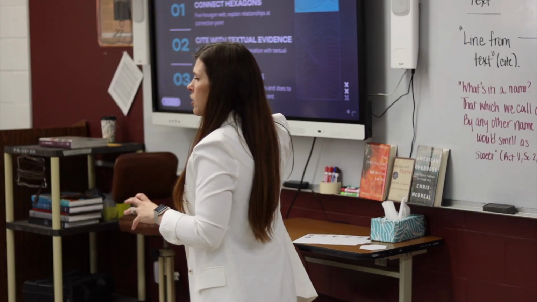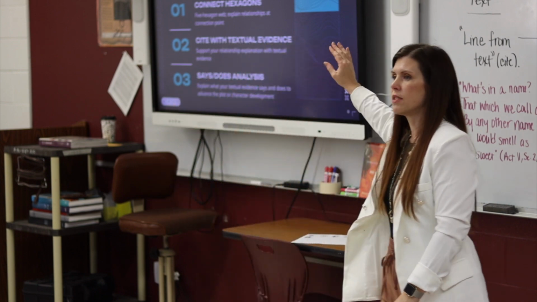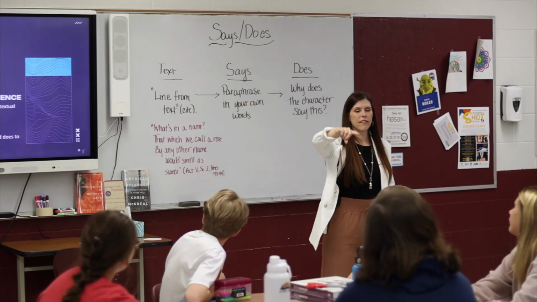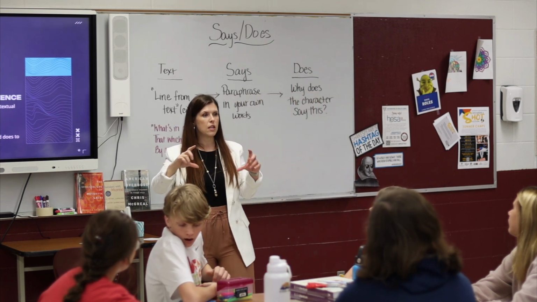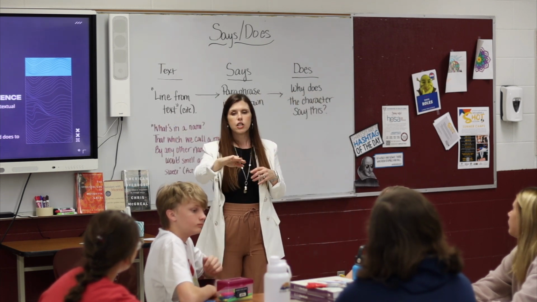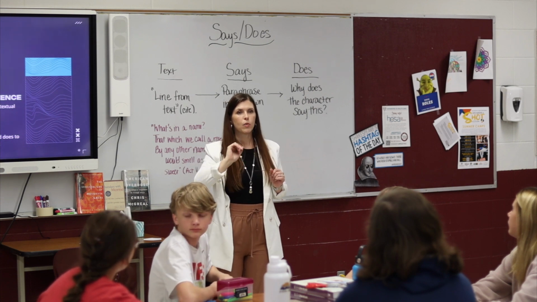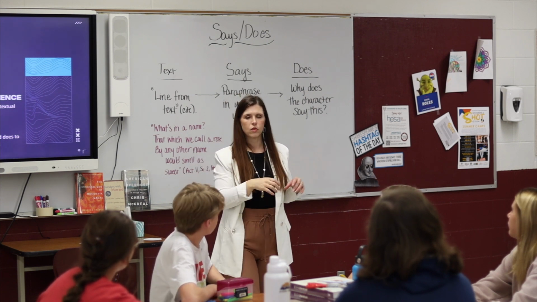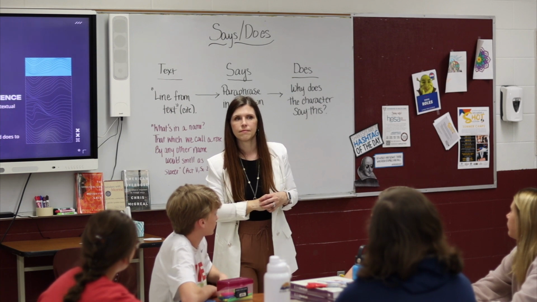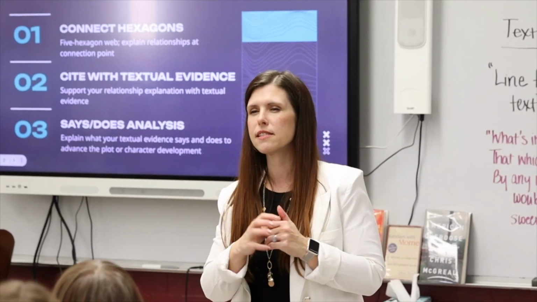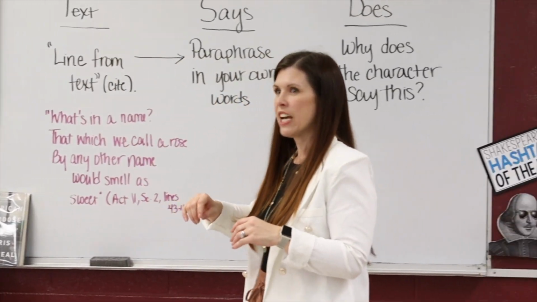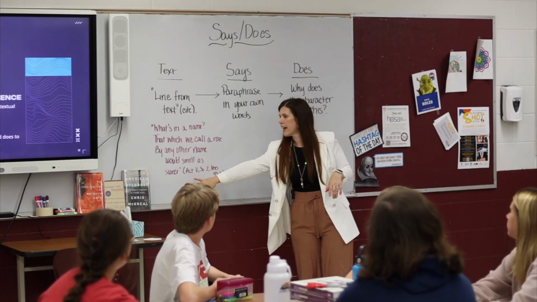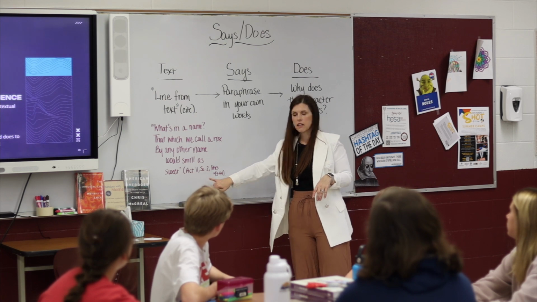So once you've created your hexagon web, you are going to cite with textual evidence. You'll have to go to your textbooks, and you're going to support the relationship that you just explained on those hexagons, just off to the side, with textual evidence. What do you need to do when you use textual evidence? Cite. Bingo. How do you think you should cite this? This is going to be a little different. The line expansion. Perfect. That's good. I want you to write the act, the scene, and the line number.